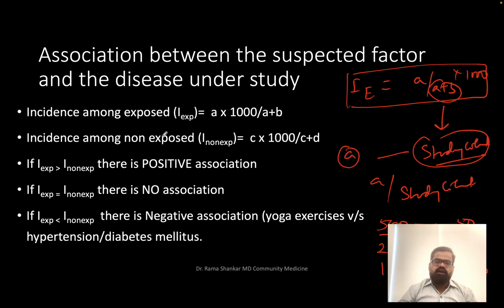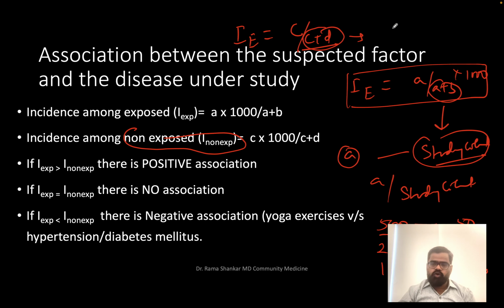Now, similarly, I can also calculate incidence in the non-exposed. For incidence in the non-exposed, how many were in the control cohort? It was C plus D, if you remember, and out of that, C were the people who developed disease. So out of the total people in the control cohort, C was the number who developed disease. Now the only thing you have to do is express it per 1,000. So I have mentioned this here. Now you can calculate incidence in the exposed group, and you can calculate incidence in the non-exposed group.